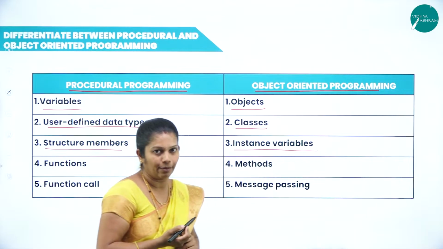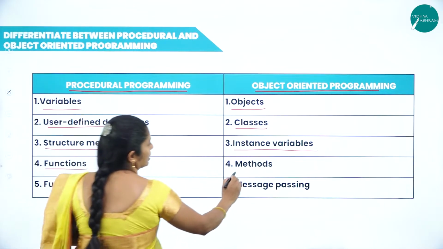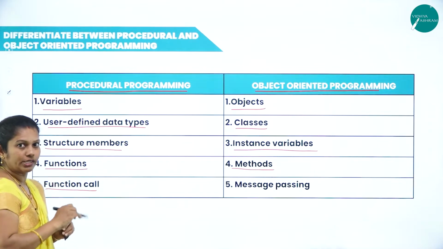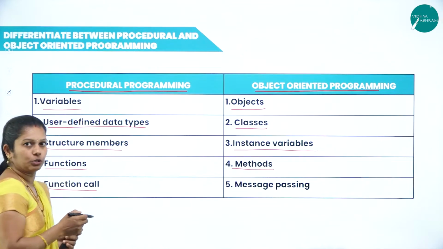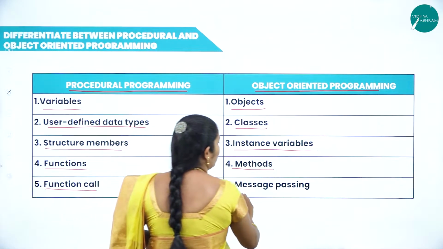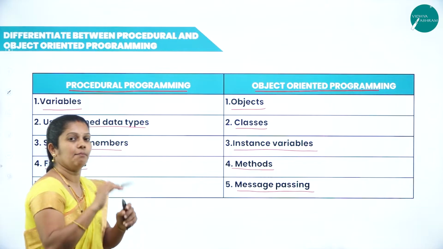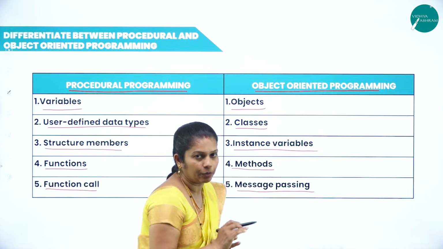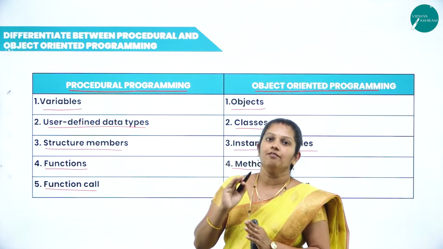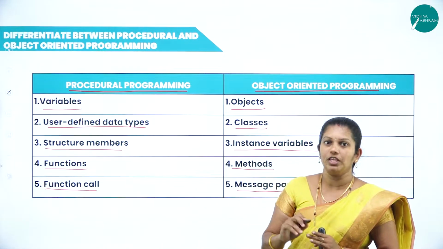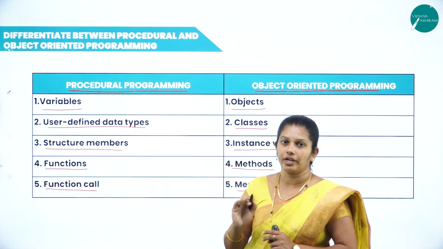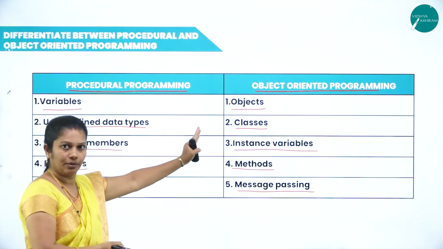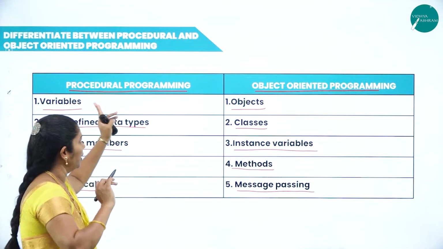That is an instance variable. Then here we have functions, whereas here we have methods. In procedural, we have function calls. Whichever program we want, there we call the functions. Whereas here, we have message passing. This is the major difference between procedural programming and object-oriented programming. In the exam, if they ask you to write the difference between procedural and object-oriented programming, then you have to write the major differences, the way we wrote them on the board. In the same way, you have to make 2 columns.